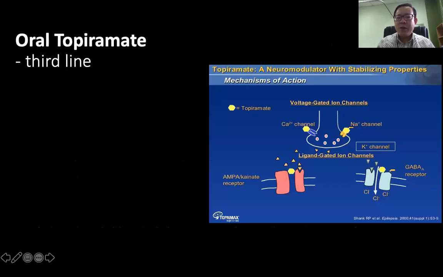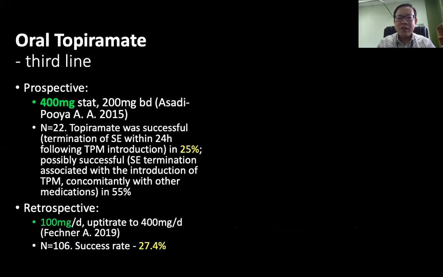Topiramate, I also use topiramate orally. We crush as well, give through NG tubes. And the dose I use is 400 milligram of topiramate, and then maintain with 100 milligram per day. This is used in one of the prospective studies. Similarly, 400 STAT and 200 BD, but our maintenance is smaller. Some of the retrospective studies start with 100 milligram and titrate to 400 gradually, depending on response. But we can see that the response rate is only 25%. And remember, these are refractory or super refractory status.